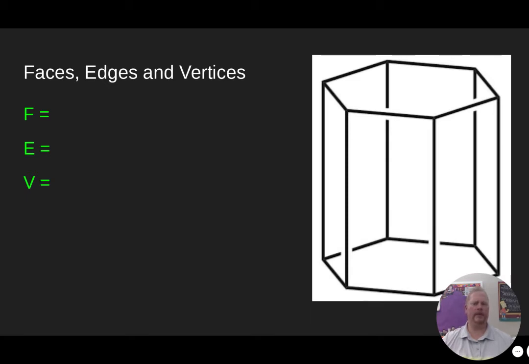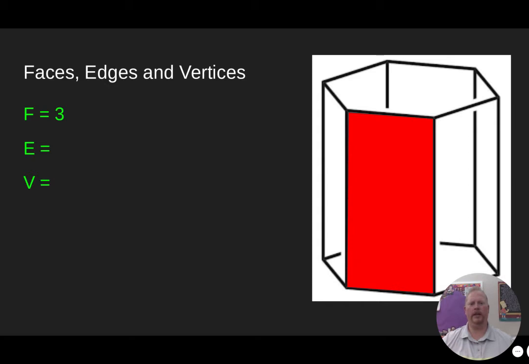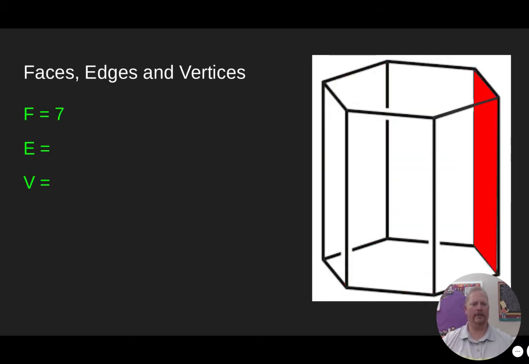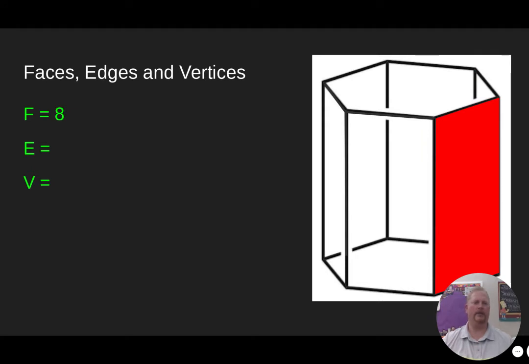Let's do the same thing with another shape. So this is a hexagonal prism. Let's count the number of faces. There's 1 on the top, and then on the bottom, so that's 2. And then this front is 3, 4, 5, 6, 7, 8. So there's a grand total of 8 faces.